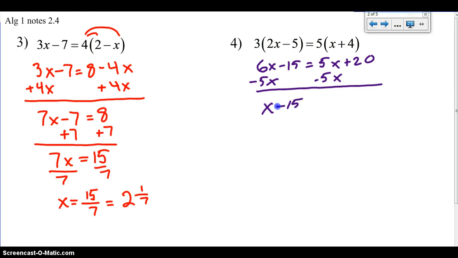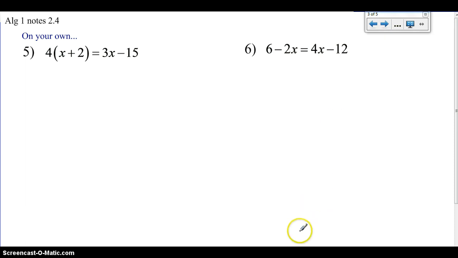Moving it to the left maybe keeps us in our comfort zone a little bit more, and in this case has the added bonus of getting rid of the coefficient. Just leaves us with a 1x. So at this point we can just add 15 to both sides, and we've quickly solved for x. X is equal to 35. Alright, go ahead and pause and do these next two on your own.